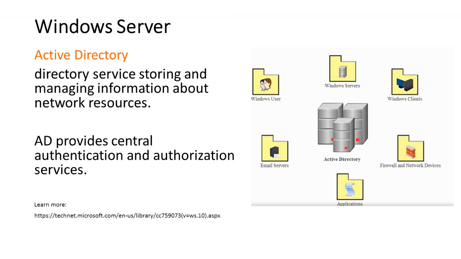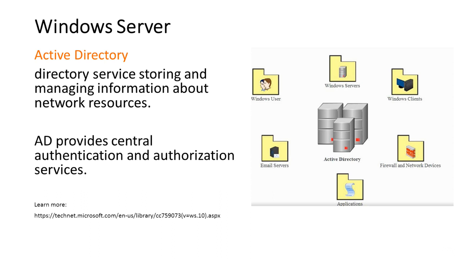So Active Directory is a special service that allows you to store and manage information about network resources. So it means users, servers, clients, applications, printers, firewalls, everything that you can come up with. You want to have one place to store and manage all these things, and this is why we want to go for Active Directory. Again, Active Directory is a service, okay?